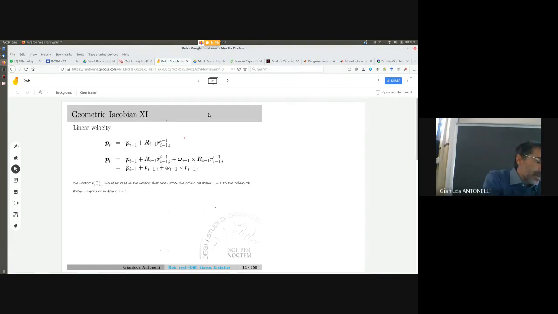The time derivative is thus given by the time derivative of the origin of frame i minus 1. Then, here I have the velocity of frame i with respect to i minus 1. This is the term that was zero here.